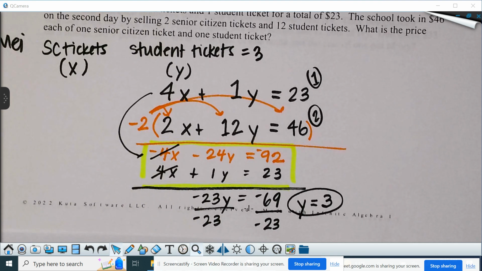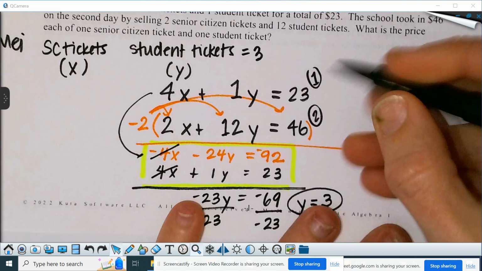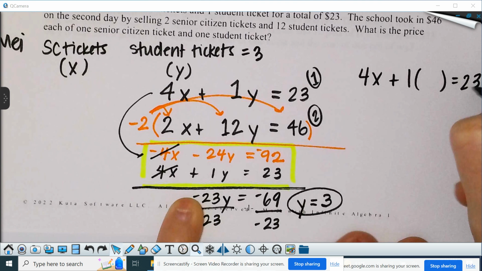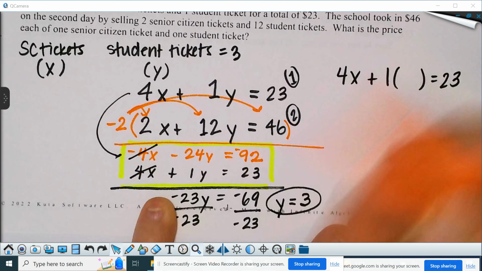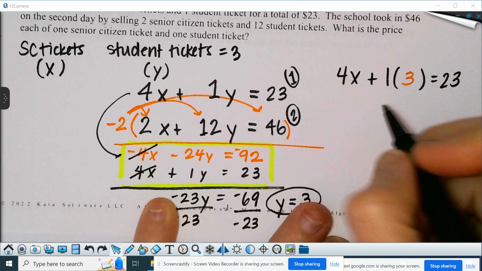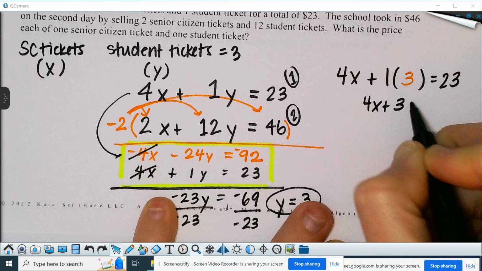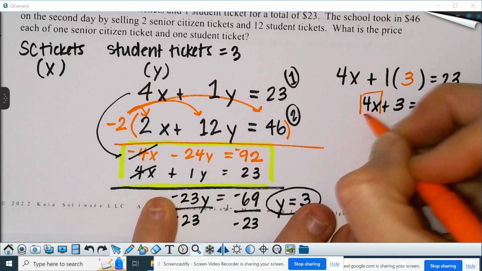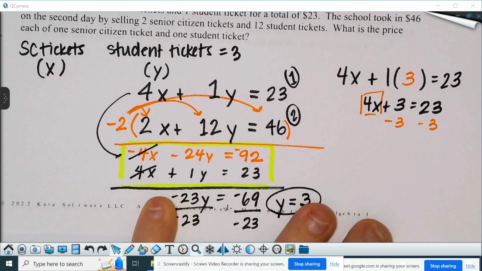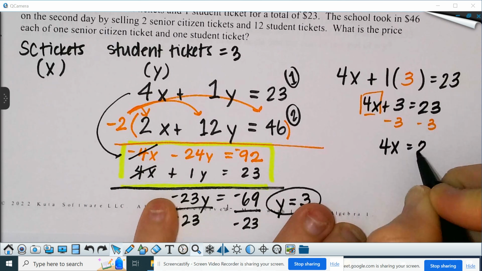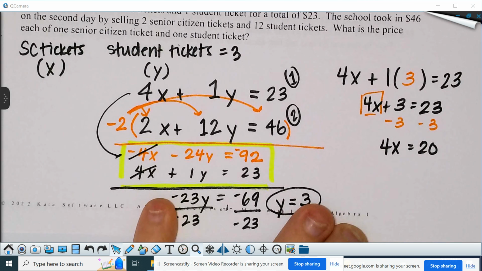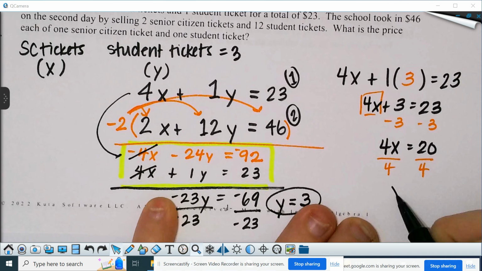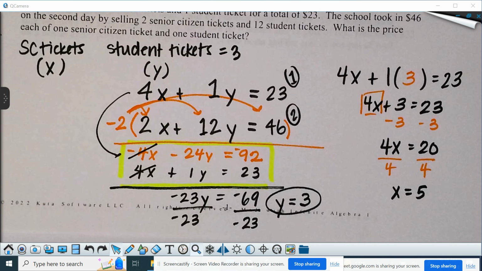I'm going to go with the first one again, because it's a little bit smaller numbers. So 4x plus 1 times our y equals 23. And our y value we found was 3. 1 times 3 is 3. So 4x plus 3 equals 23. We want to get 4x by itself. So we're going to subtract 3 from both sides. So 4x equals 20. We're going to divide by 4. And x is going to equal 5. So that means senior citizen tickets are going to be 5.